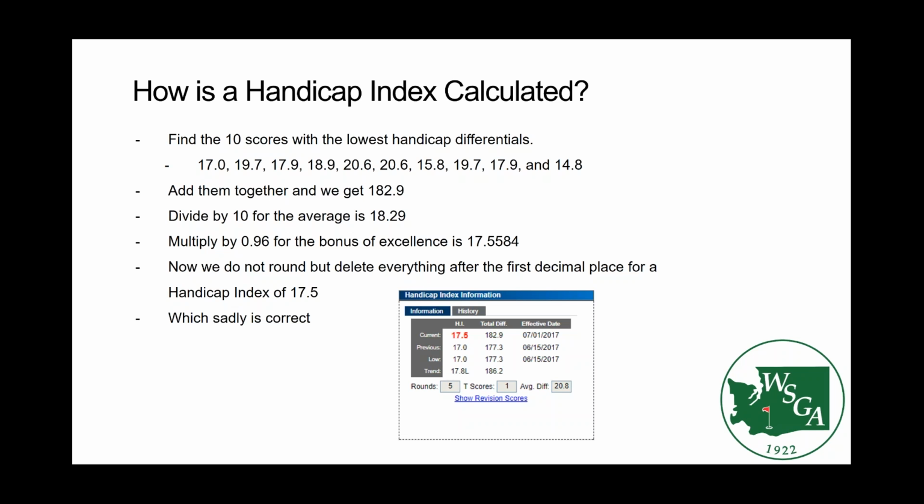This is then multiplied by 0.96 for the bonus of excellence, and it comes out to 17.5584. Now remember, we do not round here, so it doesn't come out to 17.6, but instead we truncate, or we delete everything after the first decimal place, which gives us 17.5. As you can see here, sadly that matches what my handicap index is in GHIN. So that is handicap index and the basics.